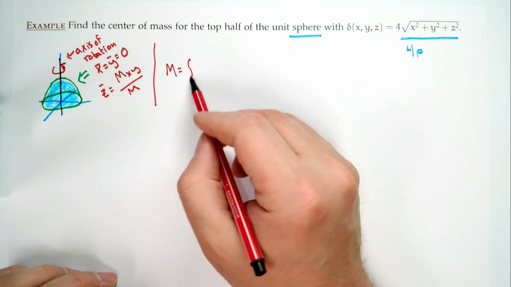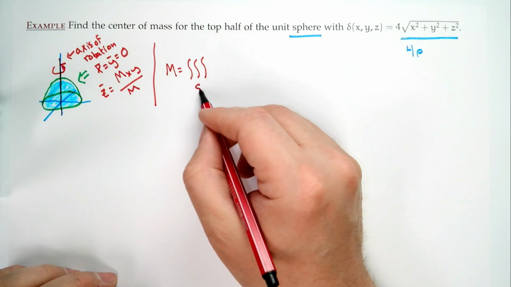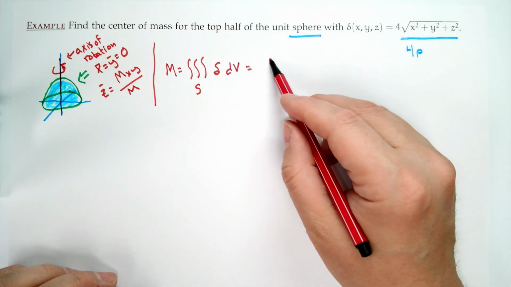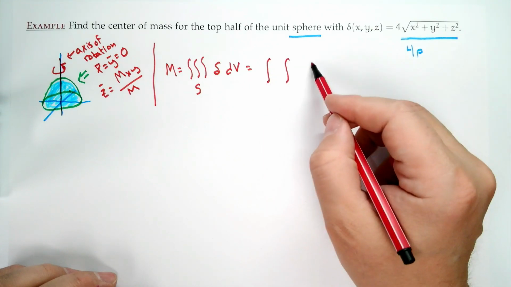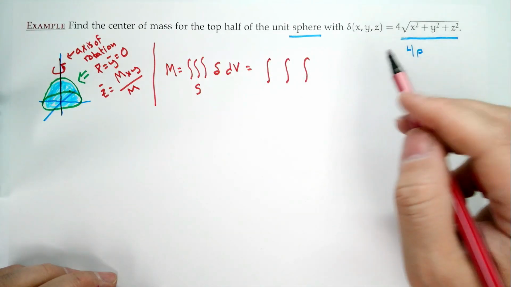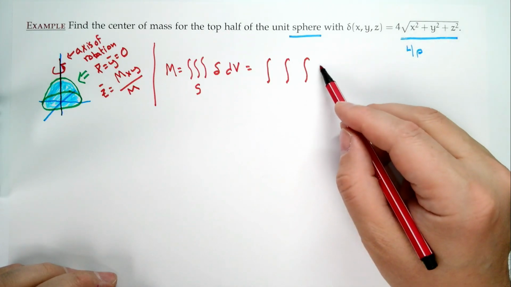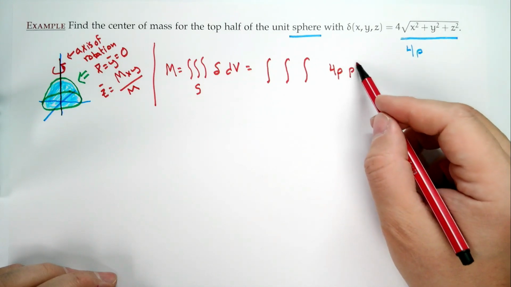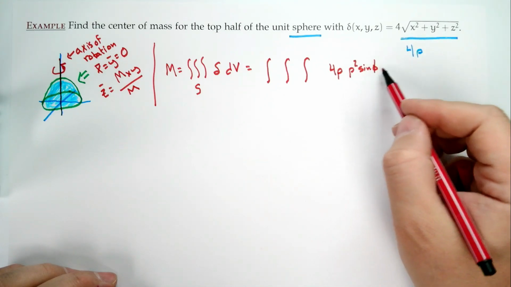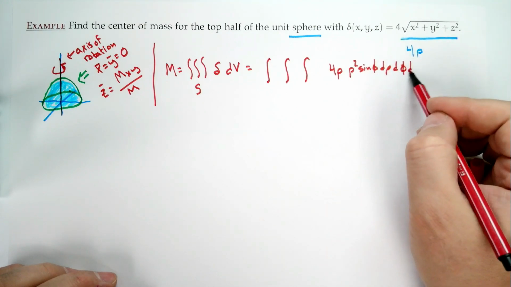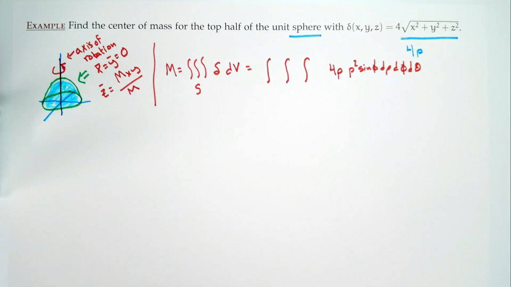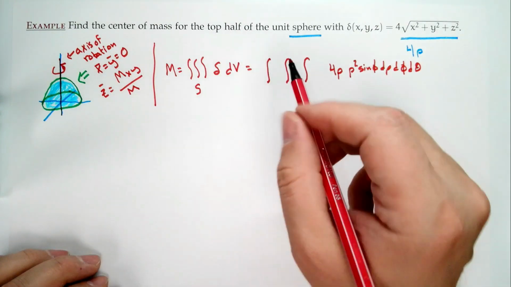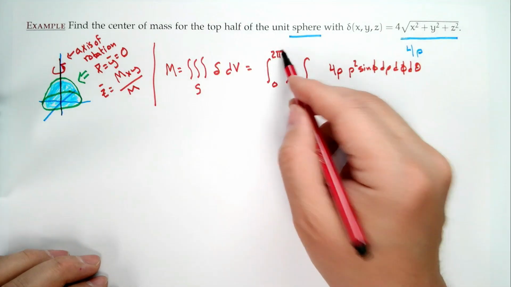To find the mass, we're going to integrate over our solid density dV. So switching to spherical coordinates, triple integral, going to give ourselves some space to write down the bounds. Our density is 4 rho. And our dV, well, rho squared sine of phi, d rho, d phi, d theta. All right, good. Now, what are the bounds? Well, theta, it's easy to see because we go all the way around, 0 to 2 pi.